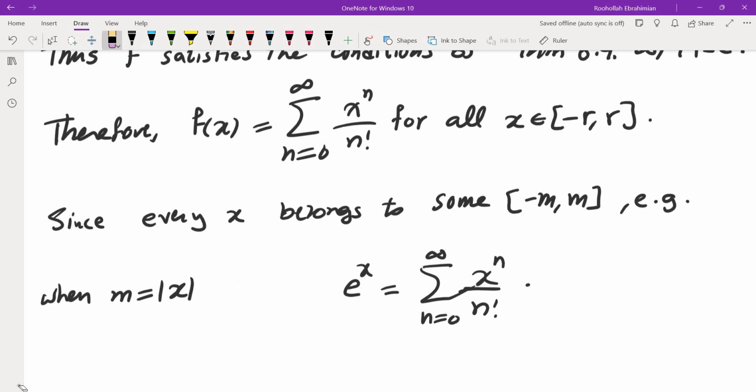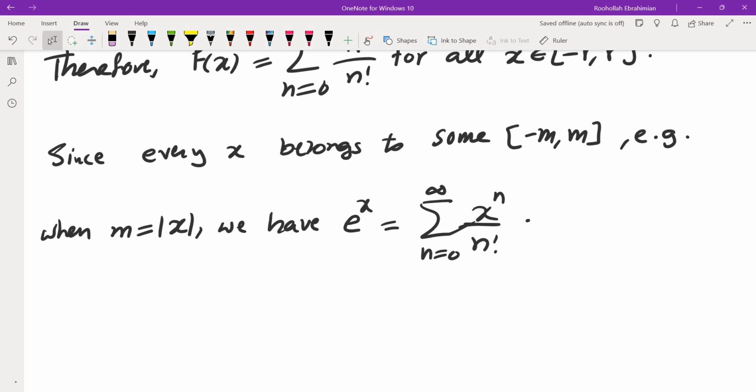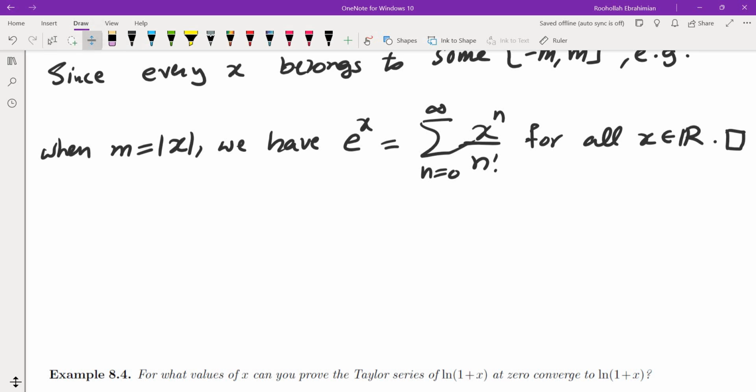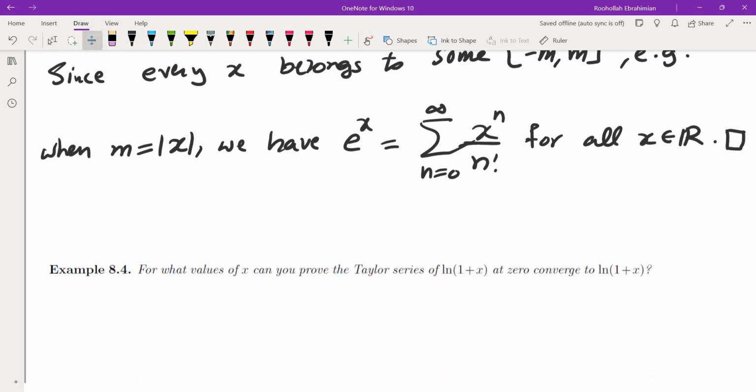So since we have this, we have f of x is equal to that Taylor series. And that's exactly what we wanted to show. So this is for all x, for all real numbers. So therefore, e to the power of x is equal to its Taylor series. So this was an example of a function that satisfies the conditions of the theorem.